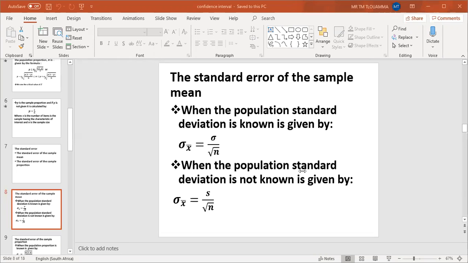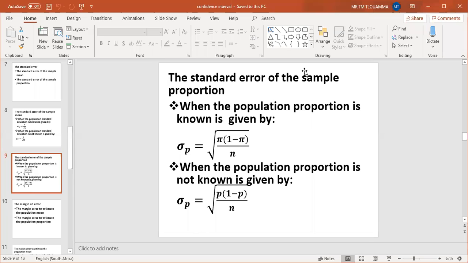Standard error of the sample mean, and also the standard error of the proportion. So now we're moving to the one of the proportion. This one is the standard error of the sample proportion when the population proportion is known. On the previous slide, we were talking about the population standard deviation, when it is known and when it is unknown. So now we introduced another concept, the sample proportion. This is the proportionality.